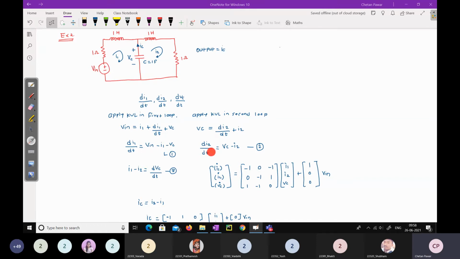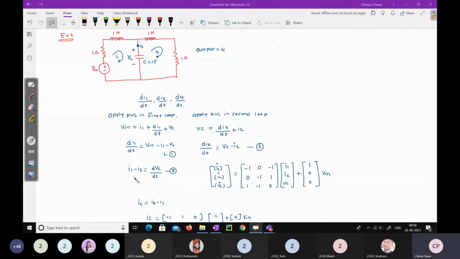If we talk about the second equation, there is only a Vc and I2 term. So 1 into Vc minus 1 into I2. I1 is 0, and the input is also 0. Let us see the third equation.